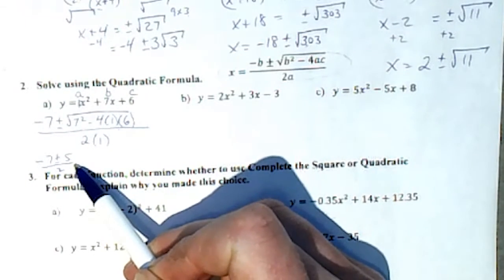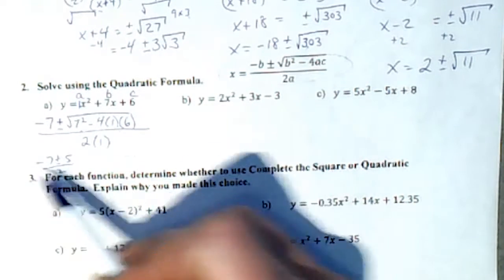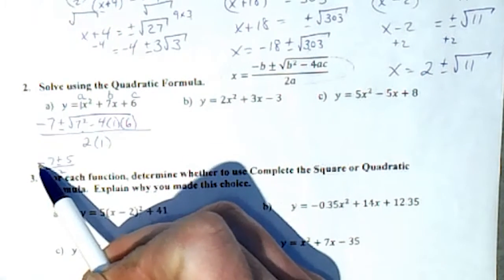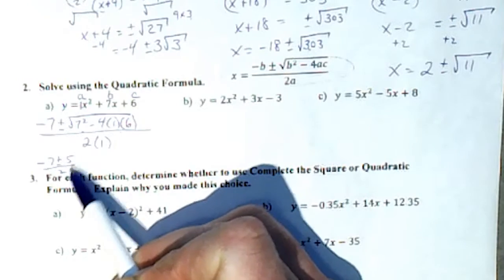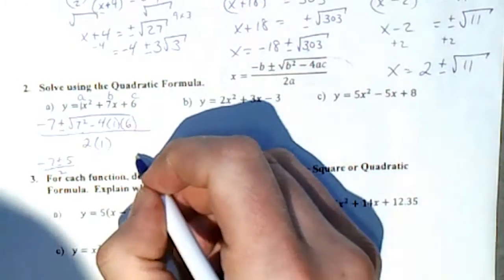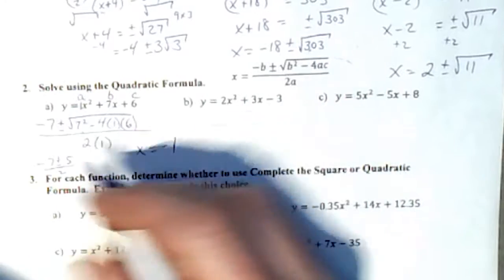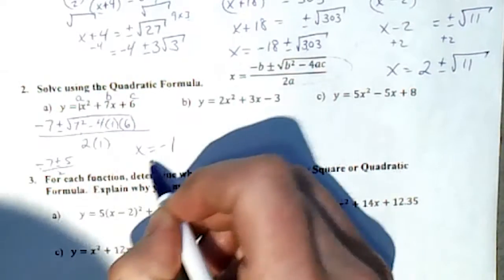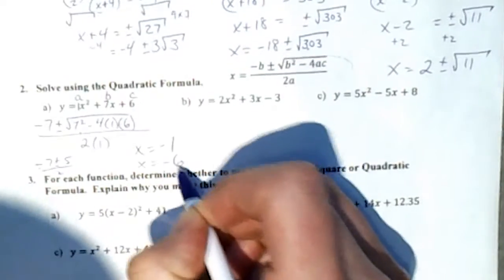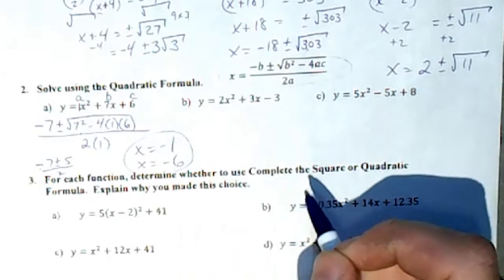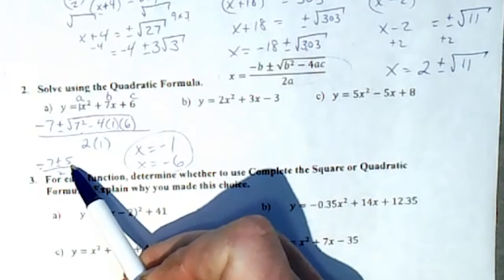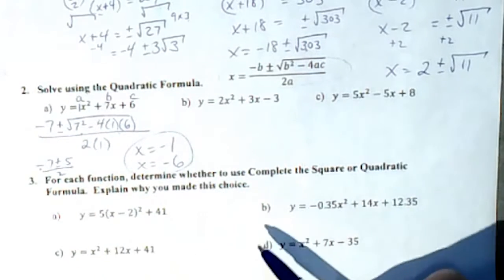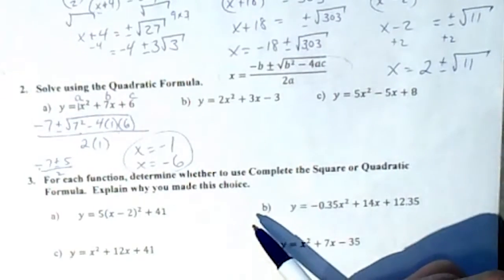Because it's a perfect square and the radical disappears, I'm going to add both situations. Negative 7 plus 5 is negative 2. Divided by 2 is negative 1. Then I'm going to do it again with the minus 5. Minus 7, minus 5, minus 12 divided by 2. I get my 2 answers. So if you can take the square root, put it in, and calculate both answers individually.